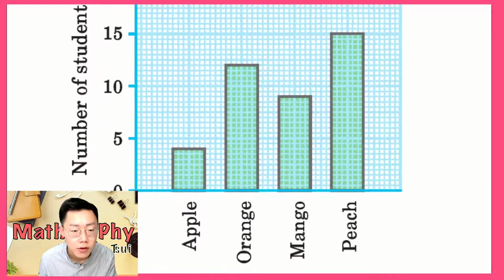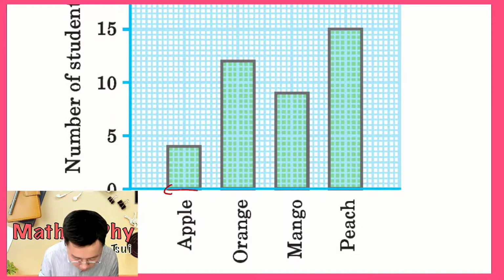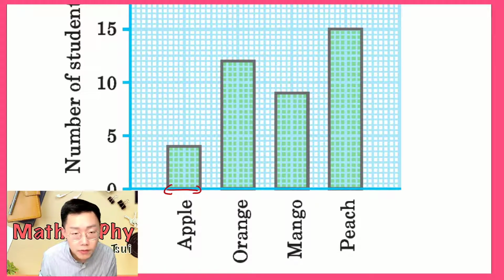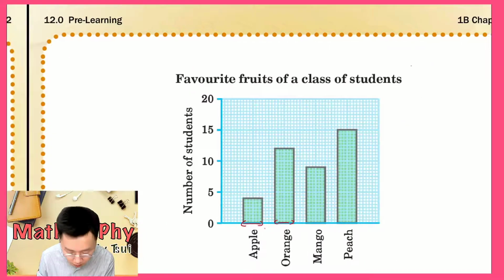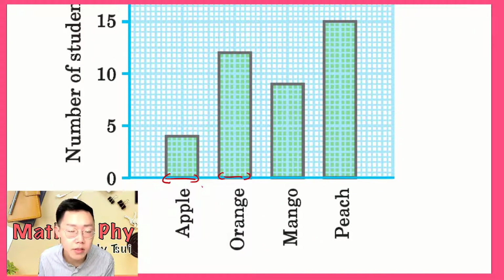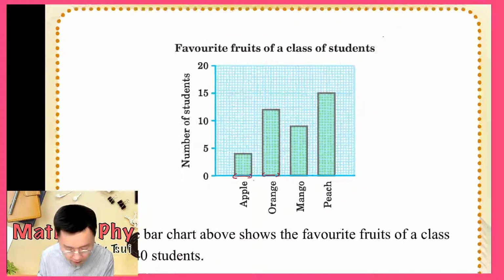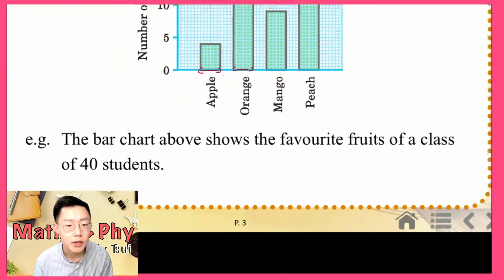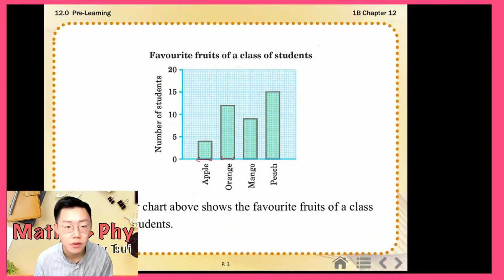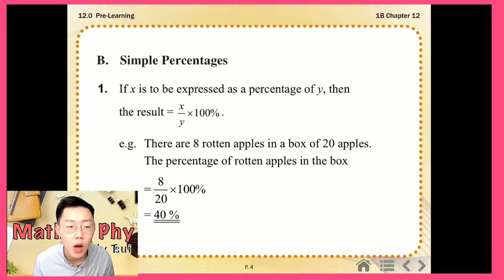You can see for the bar chart, the width of each bar is constant, the same. We can say that the bars are evenly spaced and equal width, because the space between each bar is the same, and the width of each bar is also the same. So this is the simple concept about the bar chart, showing the favorite fruits of a class of 40 students.